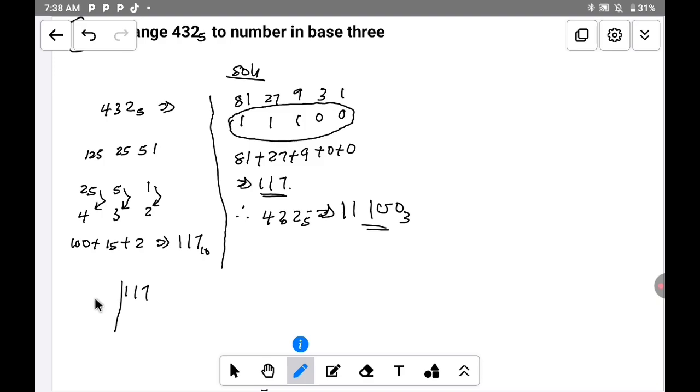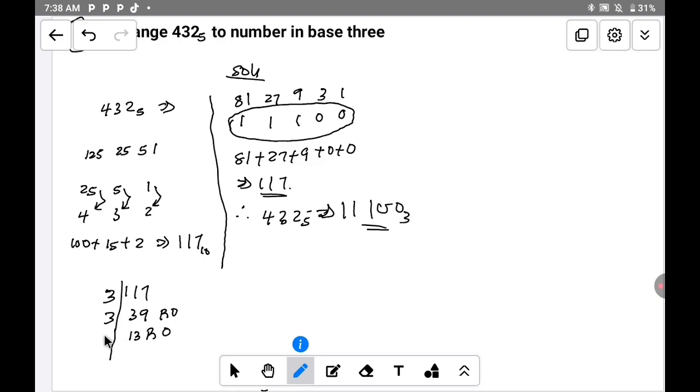That means that we'll be dividing by what? By 3. So when you divide 117 by 3, that will give us 39, and it has no remainder, so the remainder is 0. Then we go again, dividing 39 by 3. That will give us 13, and it doesn't have any remainder. The remainder is 0.